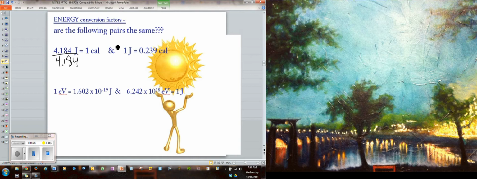Now, in algebra, you're not allowed to do something to one side and not do it to the other. So we also must divide this by 4.184. When you divide 4.184 by itself, you get 1. Grab a calculator. If you need to pause, do it. Take 1 and divide it by 4.184, and you should see that you get 0.239 calories. So are these two conversion factors the same? Yes, it's just a matter of preference which way it will be printed when you look them up, but they are exactly the same thing.